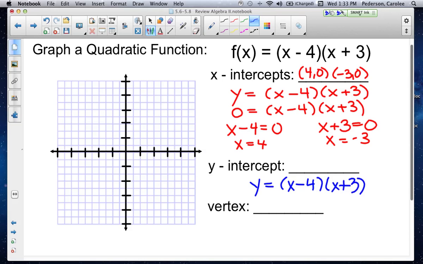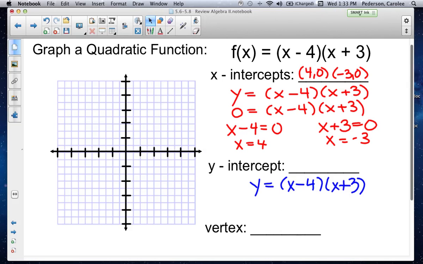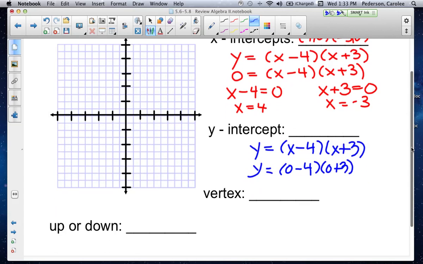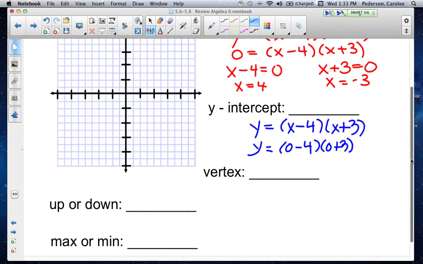So I always have to think opposite on those. So 0 minus 4, 0 plus 3, and then I would reduce that down. Negative 4 times 3, which is negative 12.